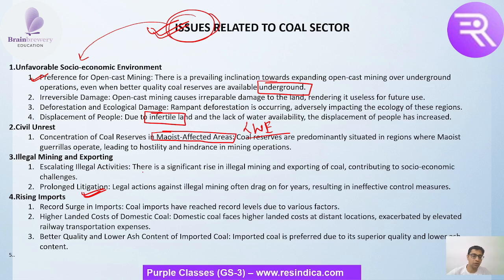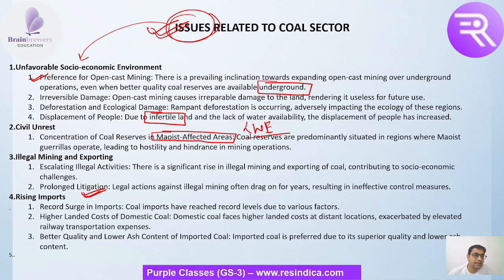Litigation means a lot of court activities and everything, and because of that things get dragged for years. Land issues are happening, then land rights issues are happening. So because of that, these court cases drag on for years and years, because of that ineffective control, right?